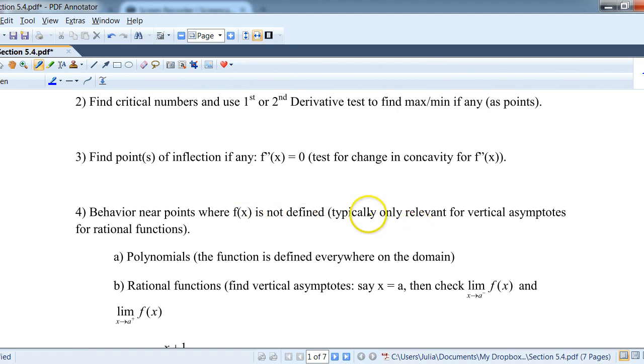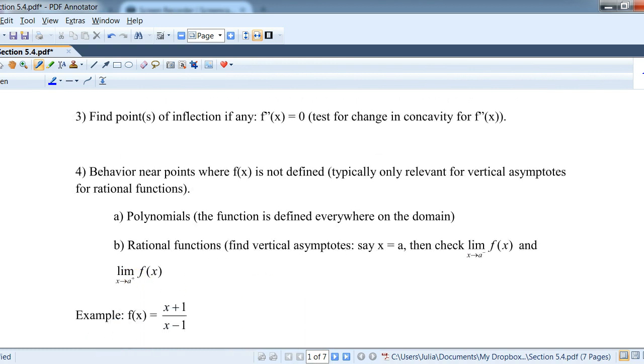And when it applies, check the behavior at points where the function is not defined. Typically this is only relevant if we have rational functions, for example, where we have vertical asymptotes. Polynomials are pretty much defined everywhere on the domain. For rational functions, find vertical asymptotes. Let's say we have a vertical asymptote, x equals a. What you need to do is check the behavior as x approaches the asymptote from the left, and as x approaches the asymptote from the right. They may not be the same, but typically the function is going to go to infinity or negative infinity. And I'll show you, you can do this analytically or by looking at the graph.